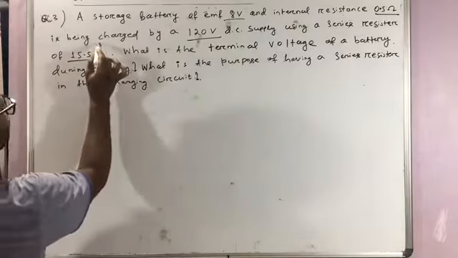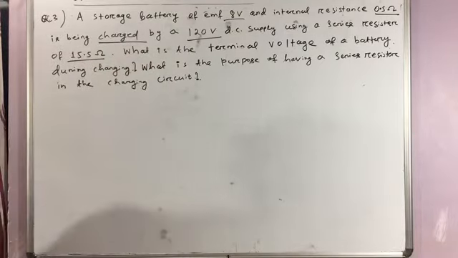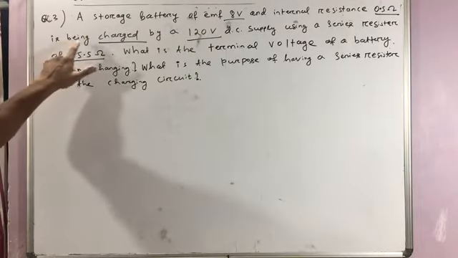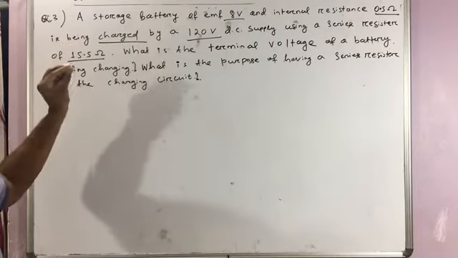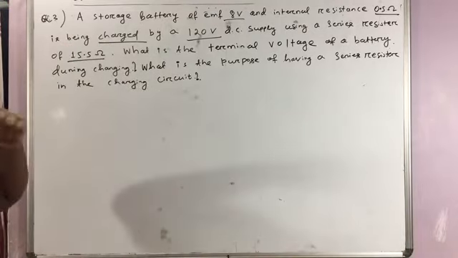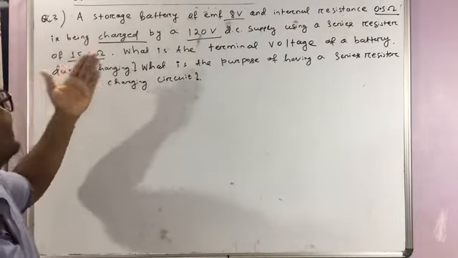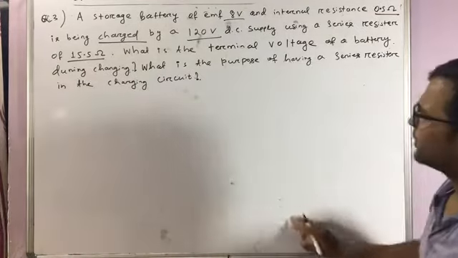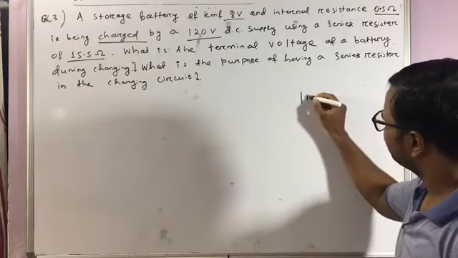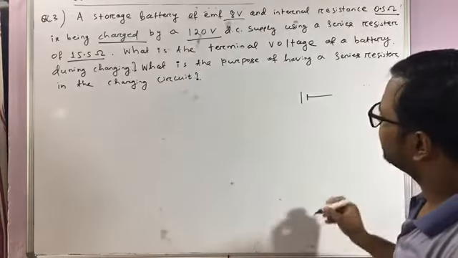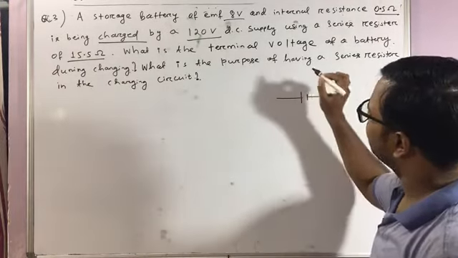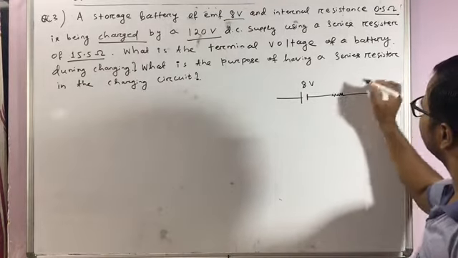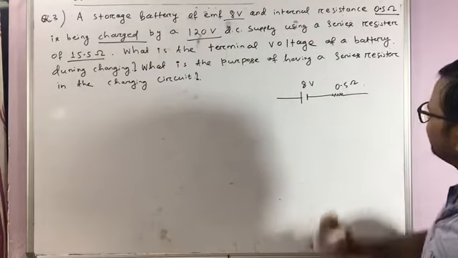Now see students, this is the case of charging a battery. Means a storage battery of EMF 8 volt and internal resistance 0.5 ohm is charged. So this question is different from the previous one, because there it was a case of discharging and here it is a case of charging. So let us draw the circuit diagram for this. Let's say this is your charging cell, it is 8 volt. Let's say this is the internal resistance, which is 0.5 ohm in this case.